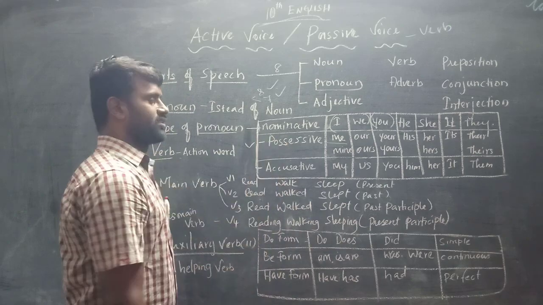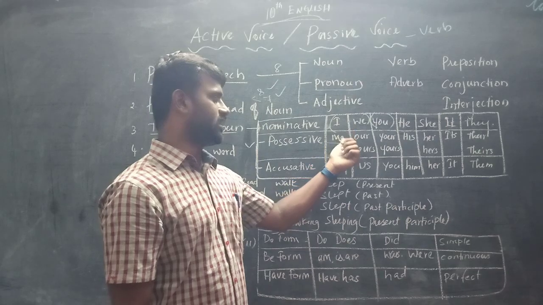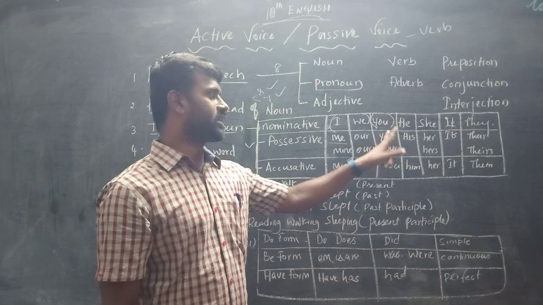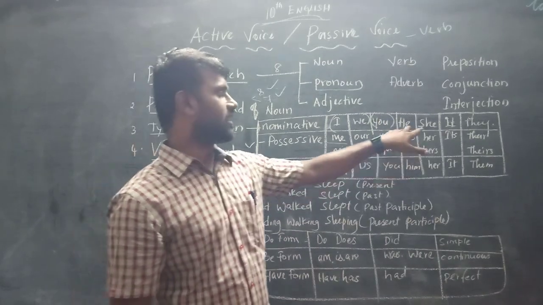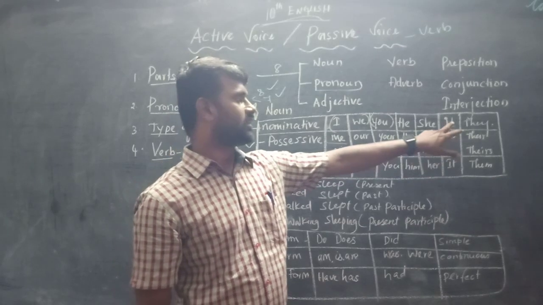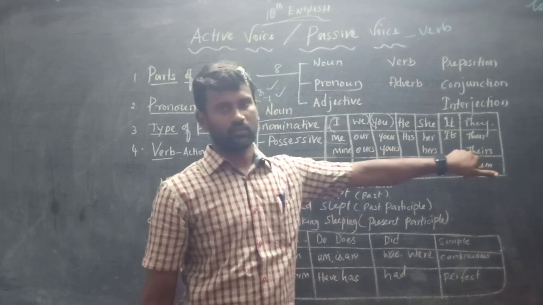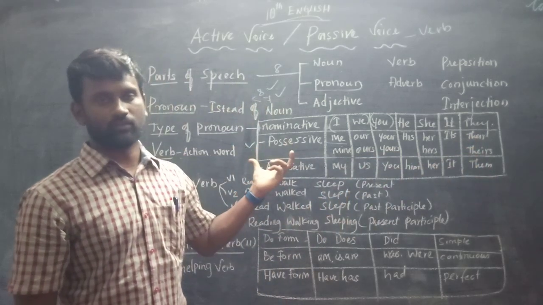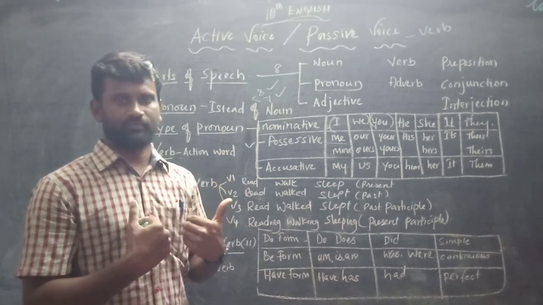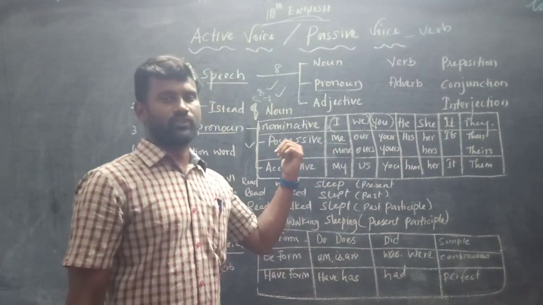And when we come to possessive pronoun, we have: I becomes my and mine, we becomes our and ours, you becomes your and yours, he becomes his, she becomes her and hers, it becomes its, and they becomes their or theirs in the possessive pronoun. So possessive pronoun is nothing but it possesses itself. It possesses the pronoun to itself. So that is called a possessive pronoun.